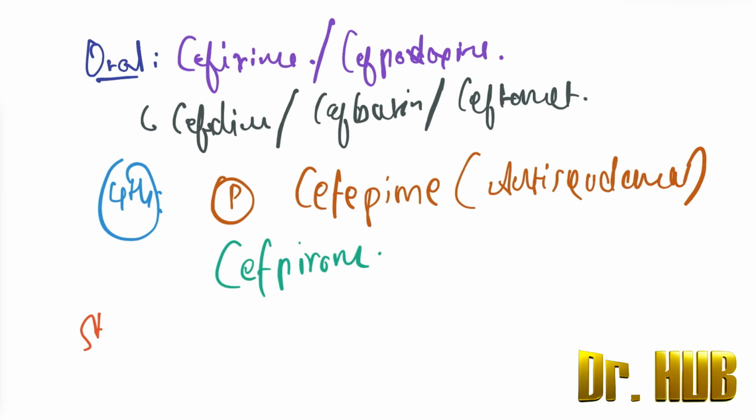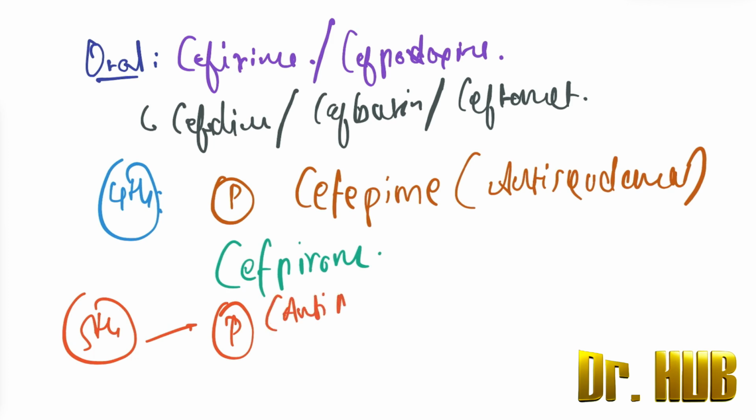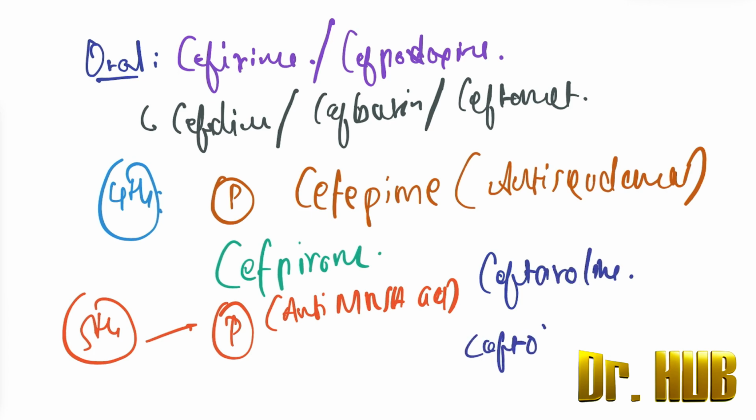Lastly, we move on to the fifth generation. The fifth generation, it includes the parenteral. Parenteral is nothing but the anti-MRSA activity. So this includes the ceftaroline, as well as the ceftobiprole.